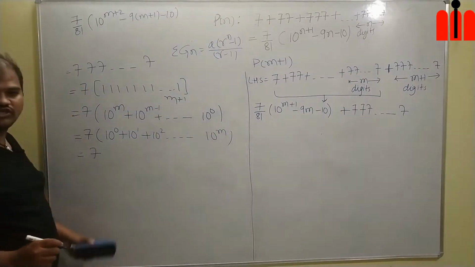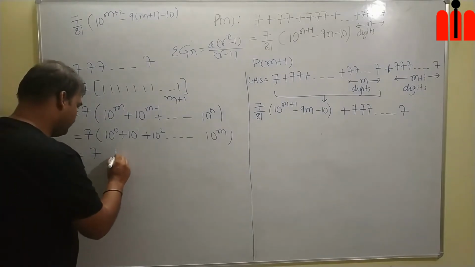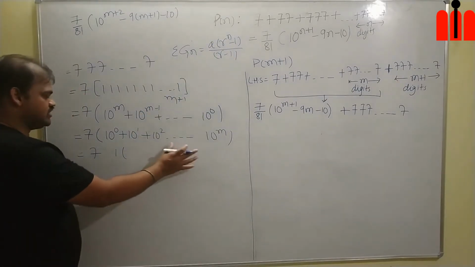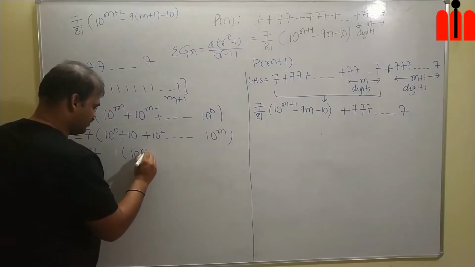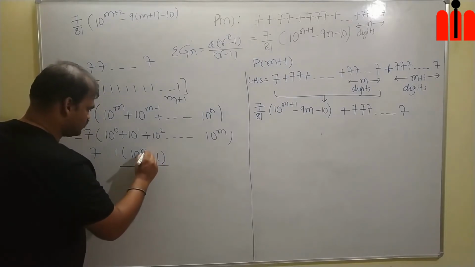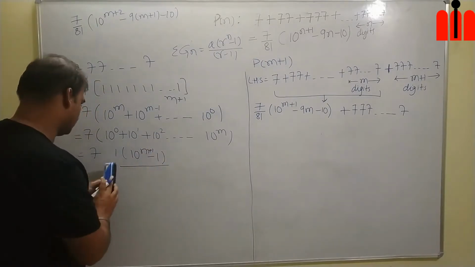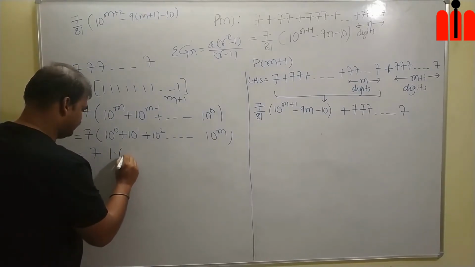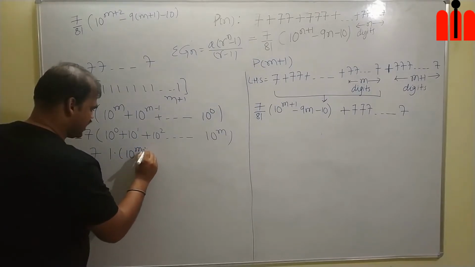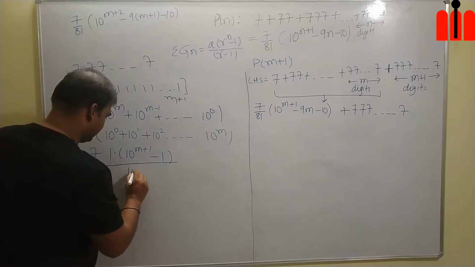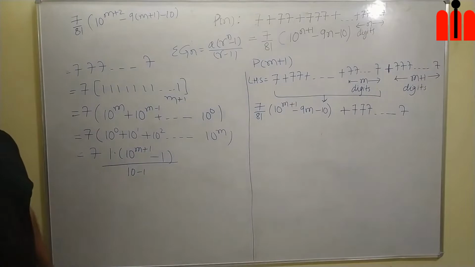My first term is 10 to the power of 0, which is nothing but 1. So A will be 1. What is next? R to the power of n minus 1. So the ratio is 10, so it is 10 to the power of n minus 1 divided by... my n will be m plus 1 here. Sorry, I will write it again. Here m plus 1 terms. So 7 into 1 into 10 to the power of m plus 1 minus 1 by 10 minus 1, which is r minus 1. So it will be 10 minus 1.